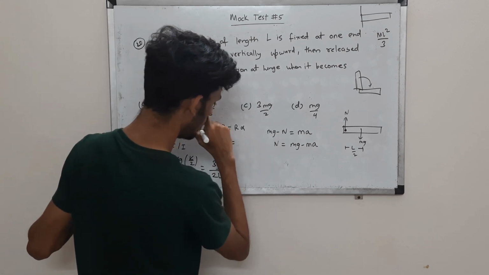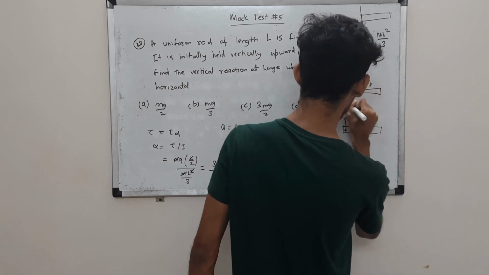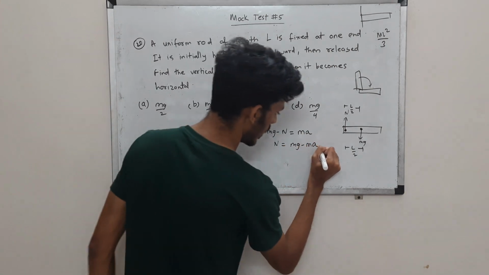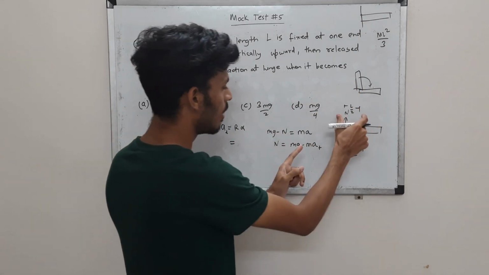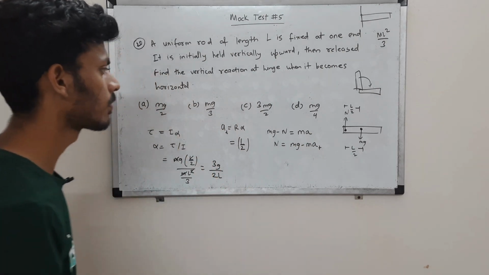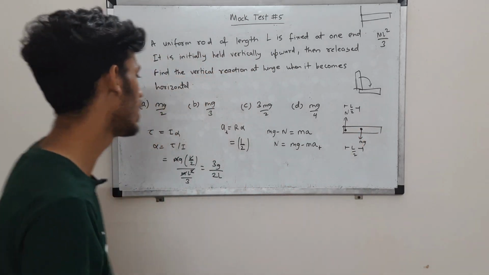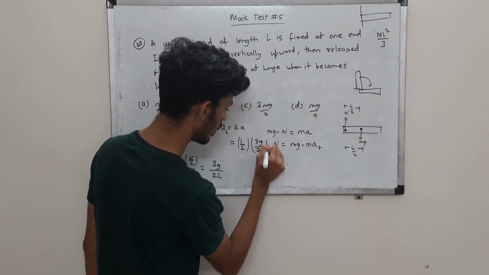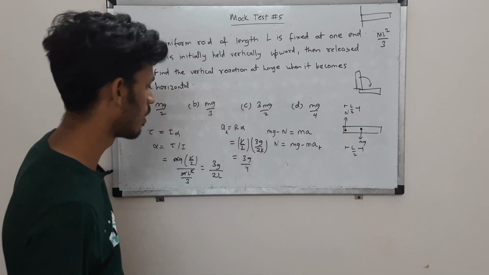To find linear acceleration, we are considering the center of mass, so it will be at a distance L by 2. This is tangential acceleration, by the way, acting tangentially, so it will act at L by 2. So r over here is L by 2, because we are considering the entire mass of the system located at the center of mass, and here we will have 3g by 2L. L gets cancelled, and we get 3g by 4.